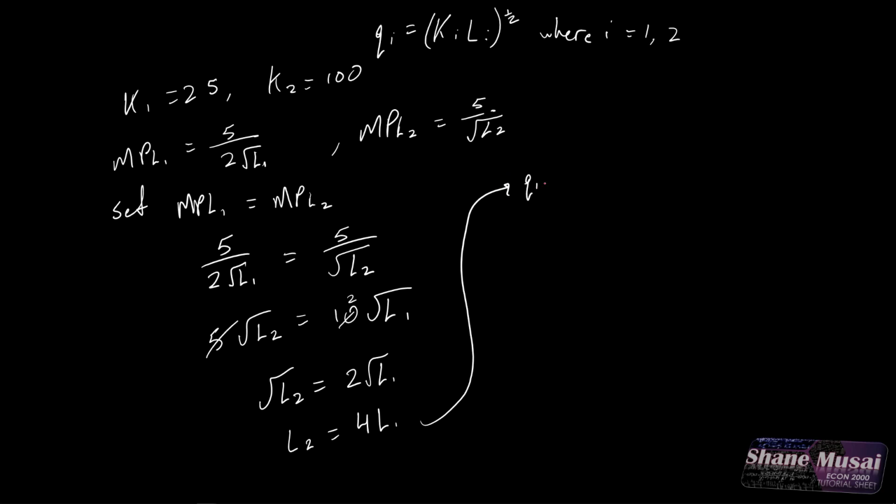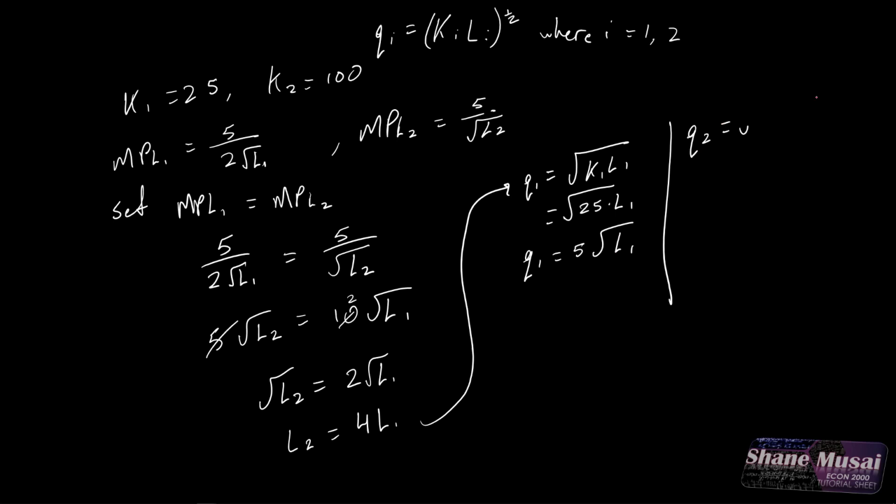We know that for firm 1, it will be the square root of K1 L1. Therefore, this is the square root of 25 times L1. Therefore, Q1 is equal to 5 times the square root of L1. Now, for firm 2, Q2 is equal to the square root of K2 L2, which is equal to the square root of 100 times L2. Therefore, this is equal to 10 times the square root of L2.